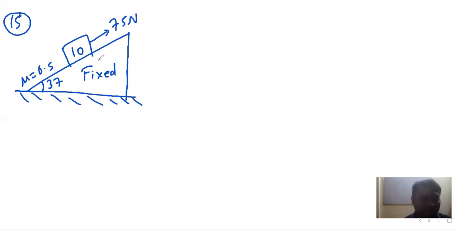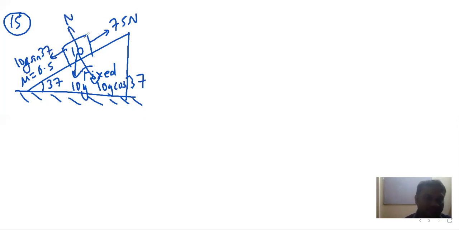Now we have to find the acceleration of the block. So for the acceleration of the block, let us think about the forces. One is 10g. So the components will be 10g cos 37 here and 10g sin 37 here. Normal reaction in the upward direction. Then friction acts up the inclined direction. So in this case, what do we have to find? We have to find the acceleration of the block A down the inclined direction.